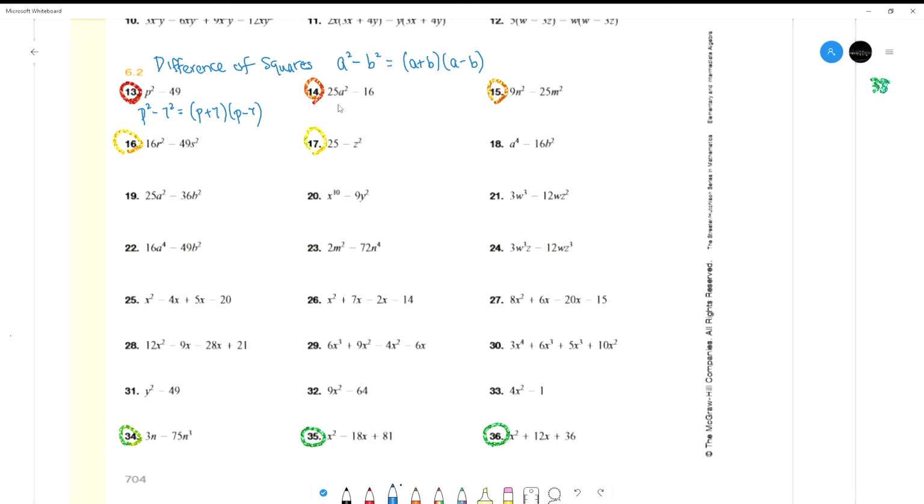Let's look at 14. We have 25a squared minus 16, right? So how do we get 25a squared? We can see that 25 is 5 squared, and a. So 5a squared minus 4 squared. So that comes out to 5a plus 4 and 5a minus 4.